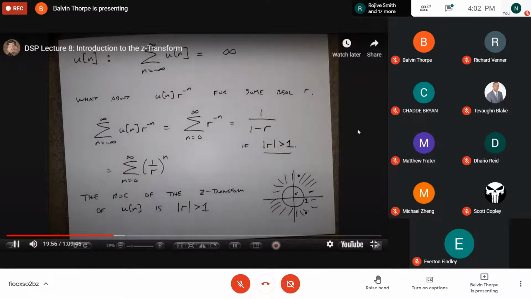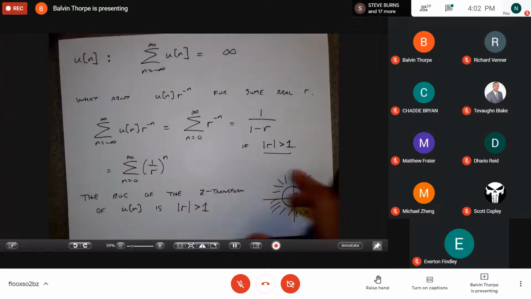So, again, this is a signal that I can analyze with the Z transform in certain regions of the complex plane that I can't analyze with the Fourier transform, right?